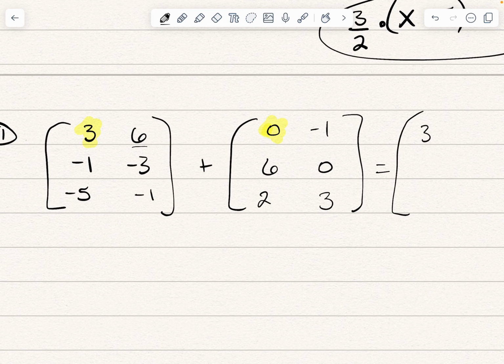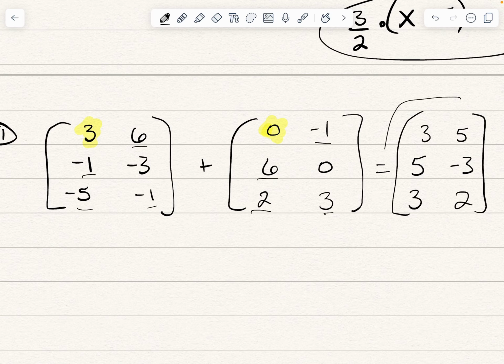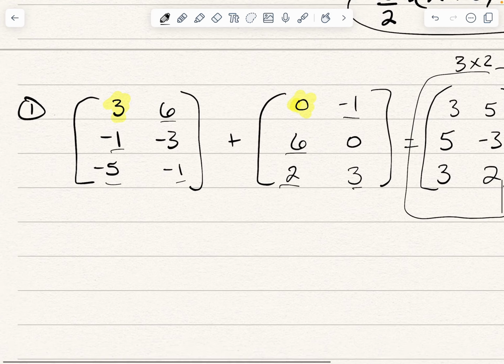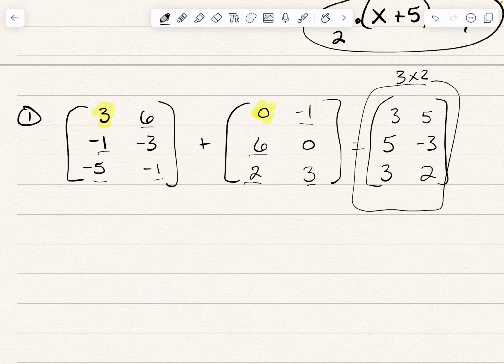And then I've got 6 and a negative 1. 6 plus negative 1 is 5. Okay, same thing. Negative 1 goes with 6. It's going to give me a 5 here. Negative 3 plus 0 is negative 3. Negative 5 plus positive 2 is a positive 3. And negative 1 plus 3 is a positive 2. So this would be my resulting 3-row, 2-column, a 3x2 matrix. Okay, they have to be the same dimension to add or subtract.